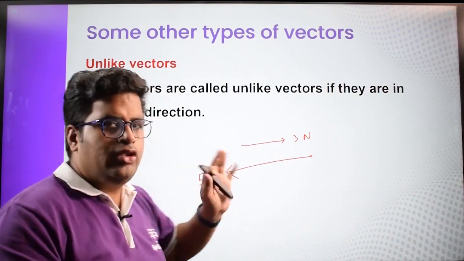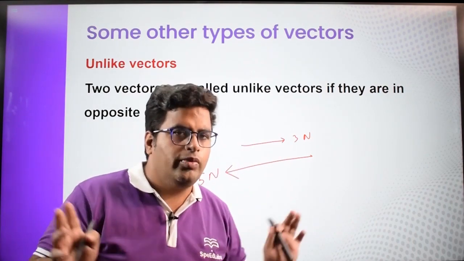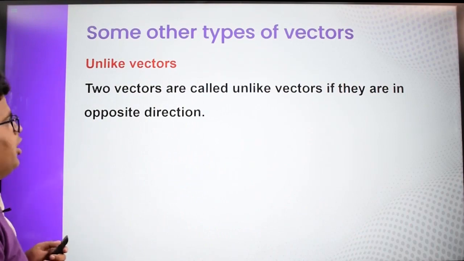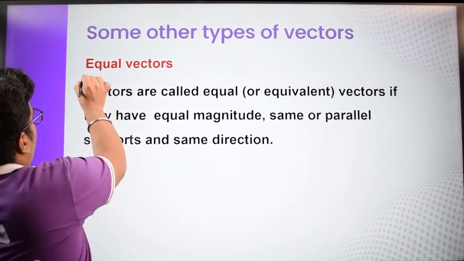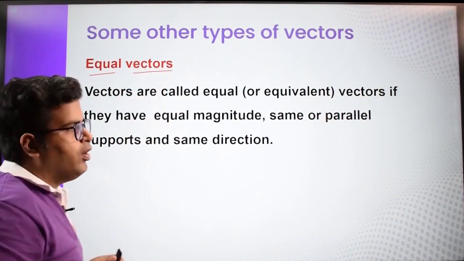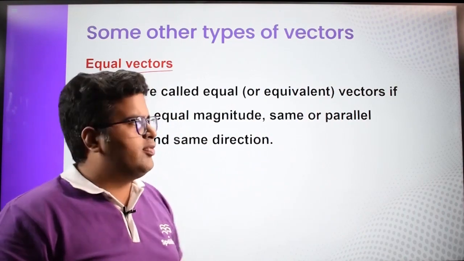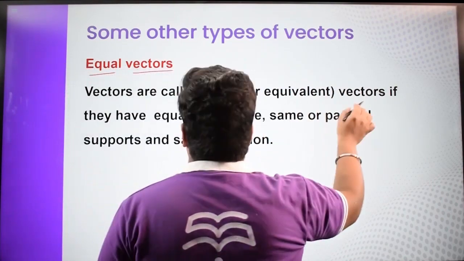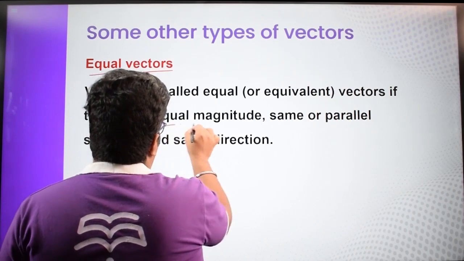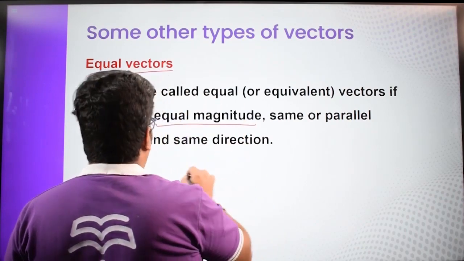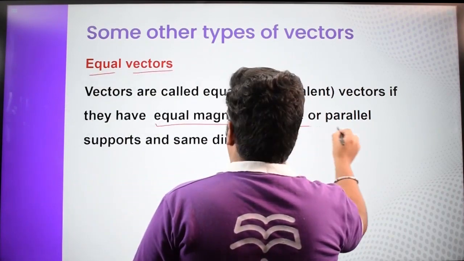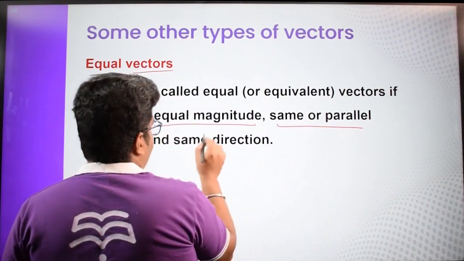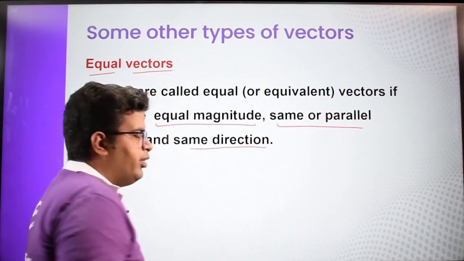In the opposite direction. So those two vectors are going to be your unlike vectors. Now we have equal vectors. Now what is an equal vector? As the name itself suggests, equal vectors or equivalent vectors are those which have equal magnitude and also are on the same or parallel support and are in the same direction.